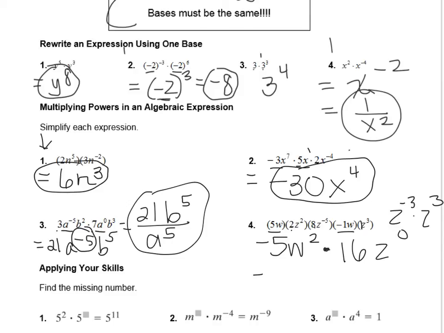So you end up with -5w squared times just 16, because 16 times 1 is 16. So you can simplify this even further by multiplying 16 times -5, and 16 times -5 is -80. You get -80 w squared.